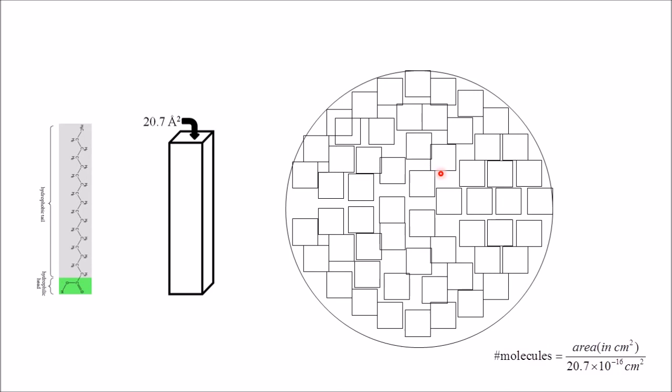So the idea is that if we know how many moles of stearic acid we put on here, and we know the cross-sectional areas over here, then the number of molecules in that picture is going to be whatever the area is in square centimeters divided by this 20.7 times 10 to the minus 16 square centimeters. That's 20.7 square angstroms, but I put it in square centimeters to match up here. And we'll get a number for Avogadro's number, and these generally come out pretty well. So that's a quick rundown on experiment 1.